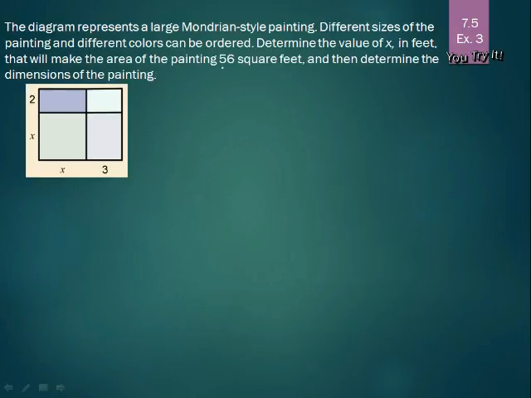Okay, so we know that we want this painting to be 56 square feet, and of course we know that the area of a rectangle is just length times width, and so we want that to equal 56. Looking at our dimensions, we see that we have one side here, the bottom x, and then a 3. So we can just write that as x plus 3.